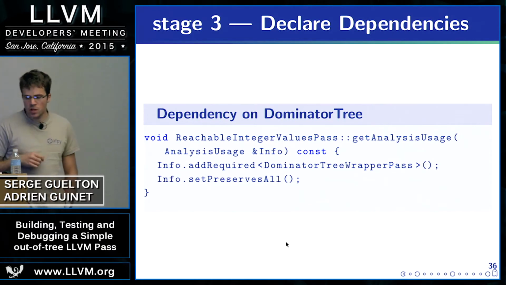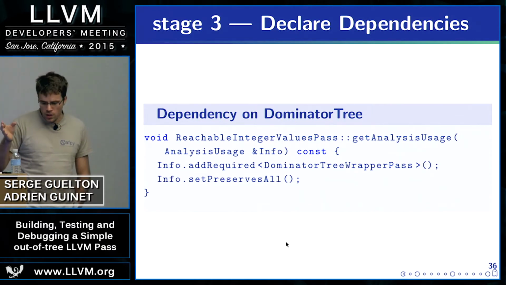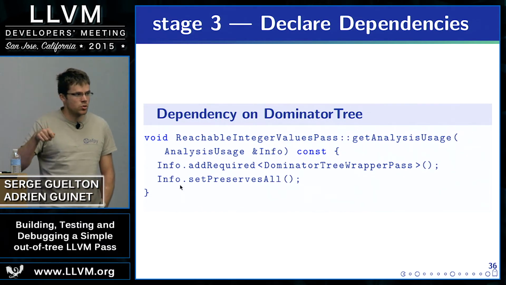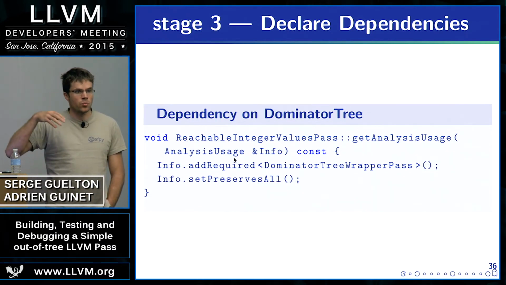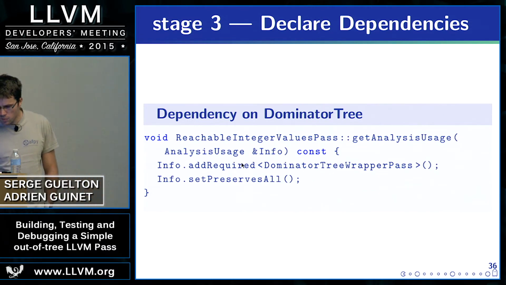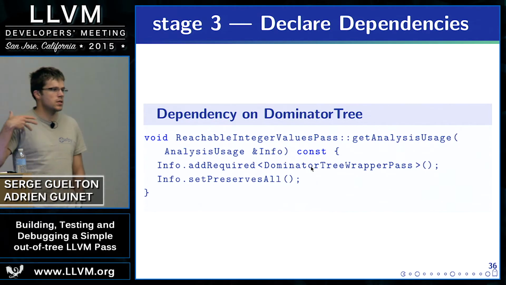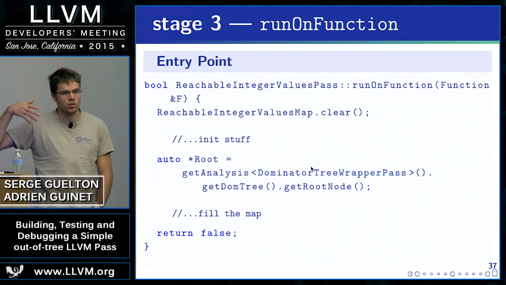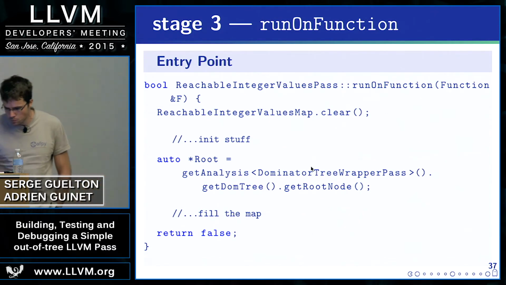So first, declare the dependence. As I showed you, our pass depends on dominator trees. Dominator trees come from in-tree. So we just have to fill this analysis usage object with, we require the dominator tree pass here. It has to be run. And as it's an analyze, we don't modify anything. So it preserves all the results of previous analyses. So that's for the dependency declaration.